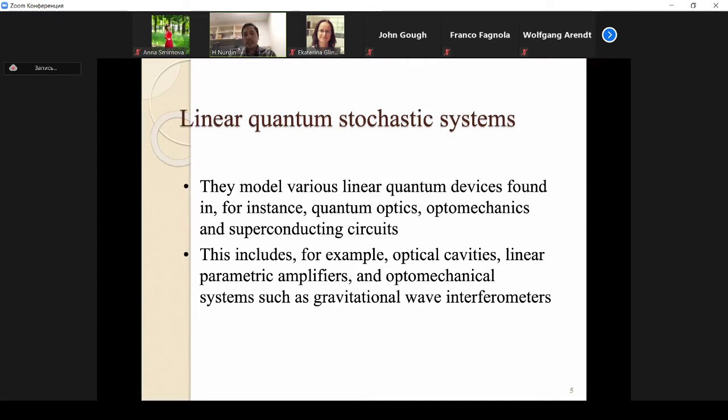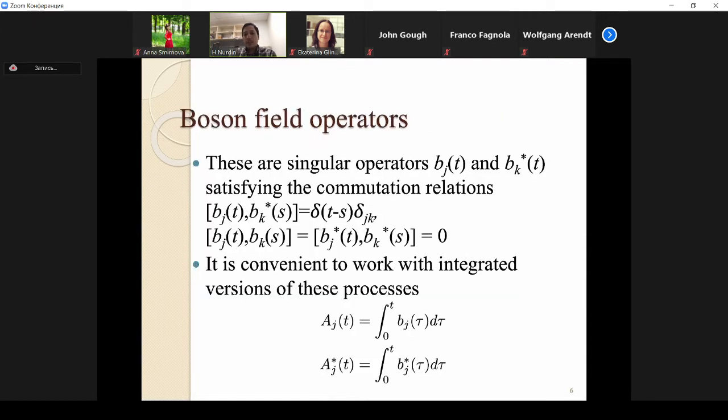So they model various linear quantum devices that are found in applications, for example, in quantum optics, optomechanics, and superconducting circuits. So for example, they model optical cavities, linear parametric amplifiers, both optical and superconducting, and optomechanical systems such as gravitational wave interferometers.